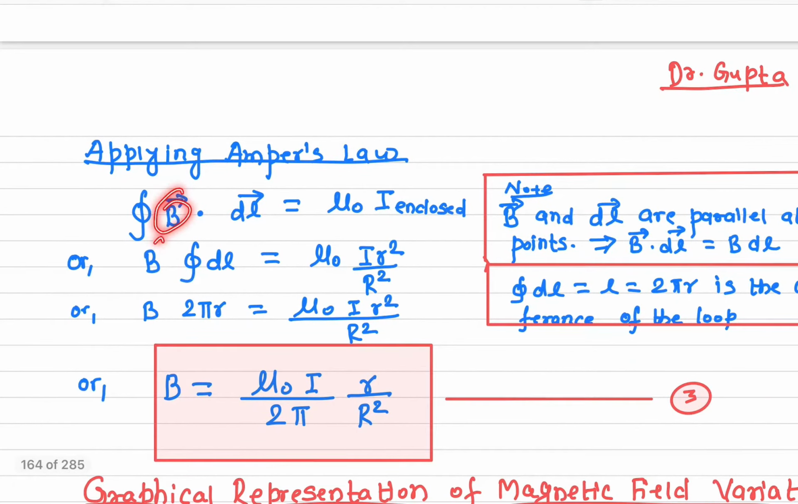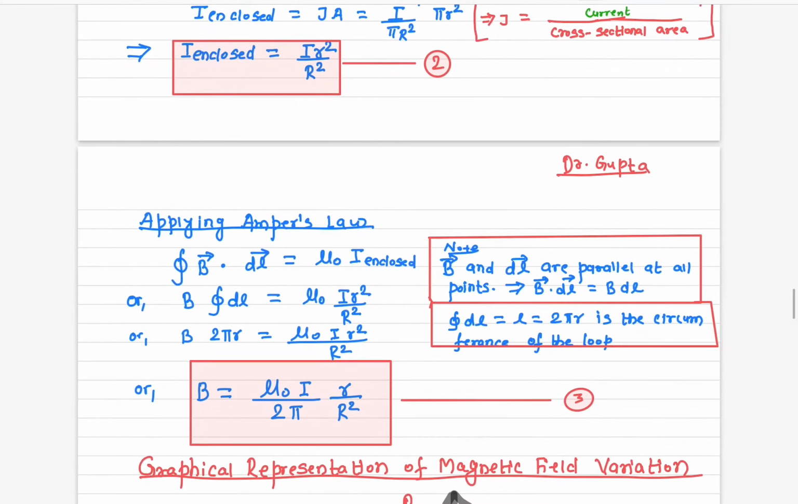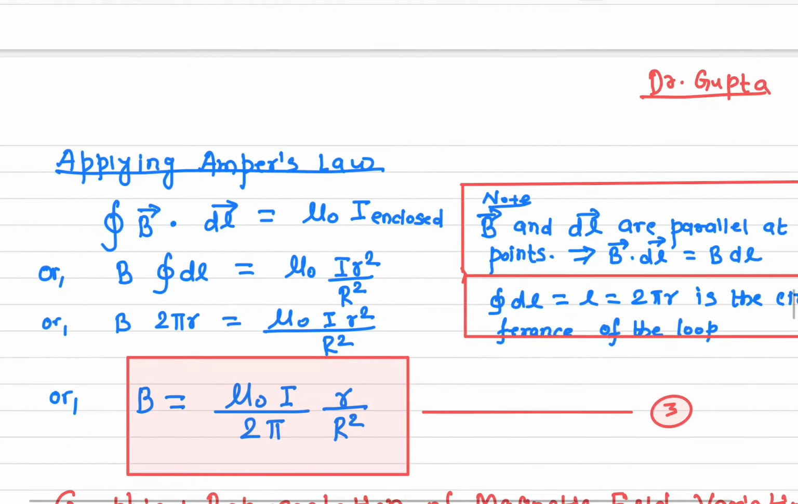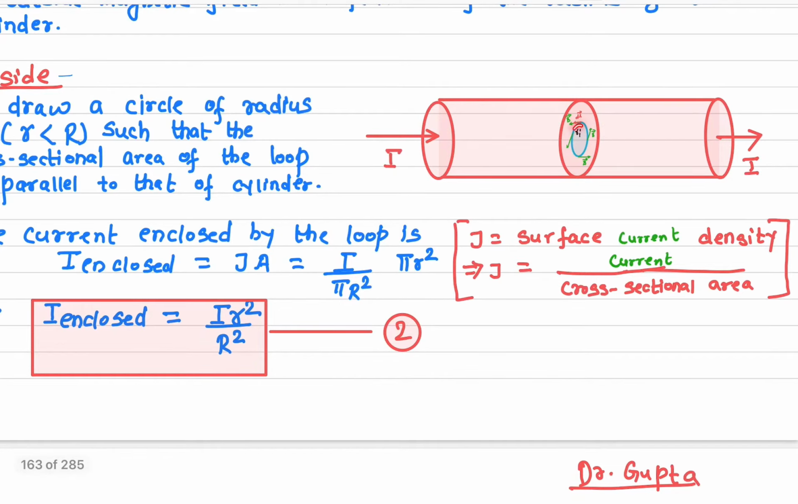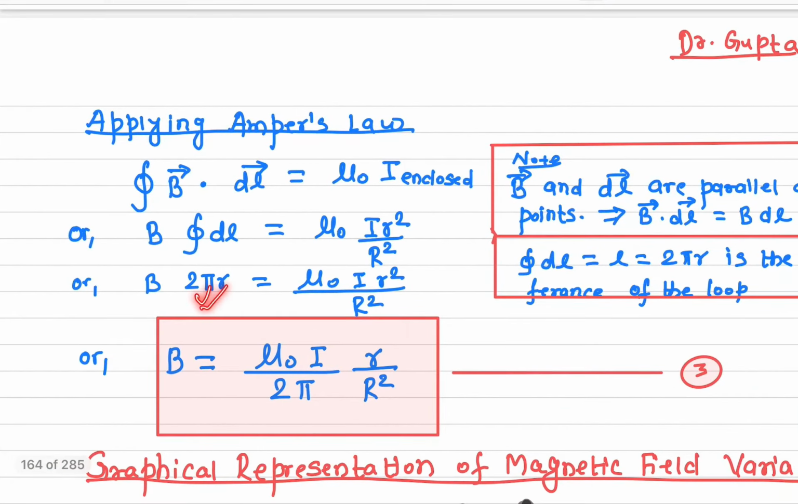So I can take B out, and it will have the integral of dl, and the enclosed current here is I pi r squared over R squared. You can see the pi r squared over R squared is coming from here. And the integral of dl is the total length of the loop, the circumference, which is equal to 2 pi r. So if I solve for the magnetic field, I'll get this equation here.